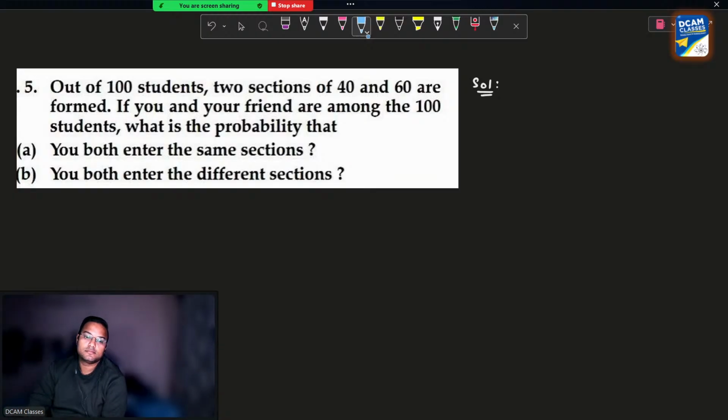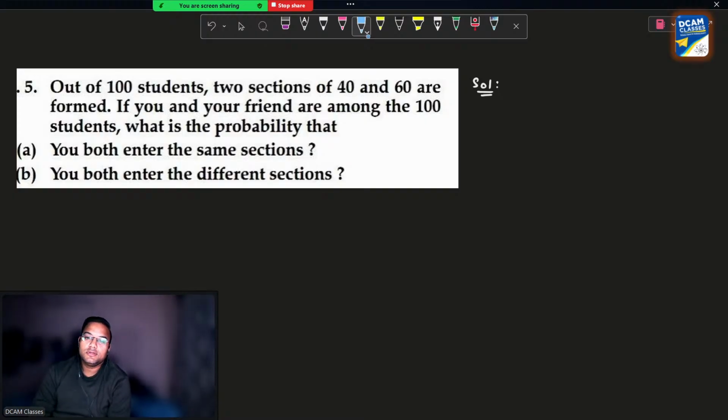So for entering the same section, either you can enter in the 40 section or in the 60 section. For the 40 section, it's 100 C 40, and for 60 it will be 100 C 60. So I add both of them. No, you're doing wrong. Your idea is correct. But what you are doing, what's the meaning of that?